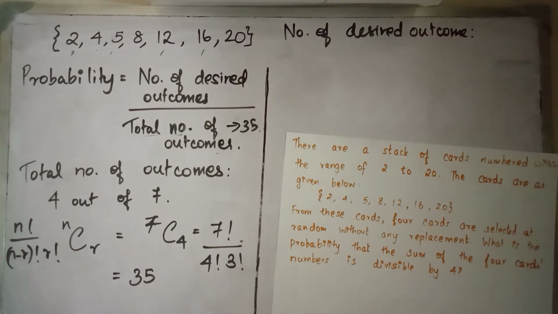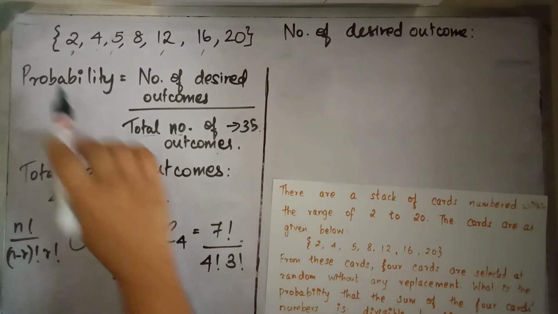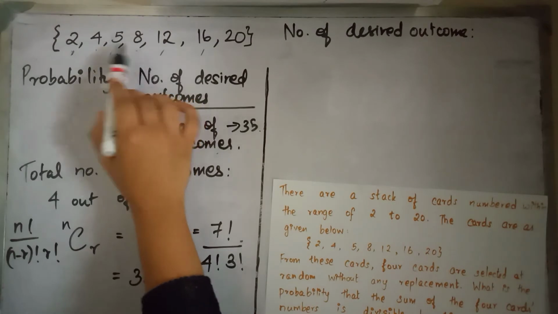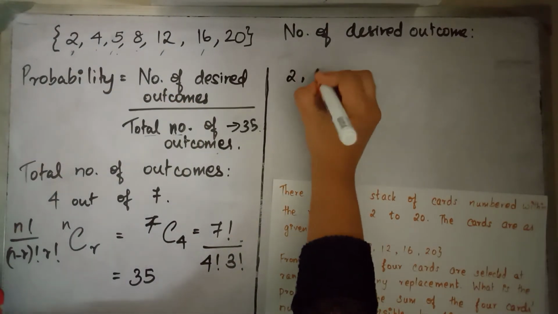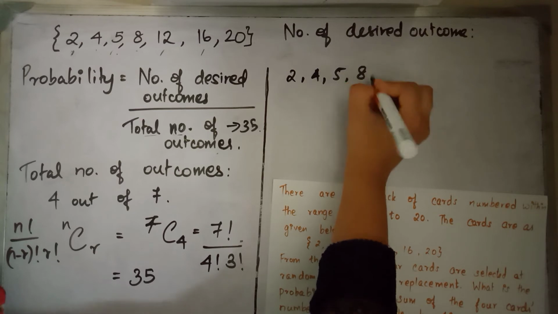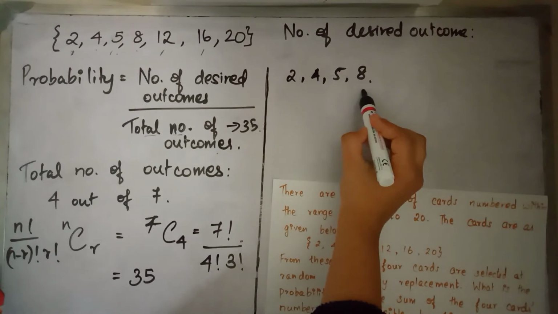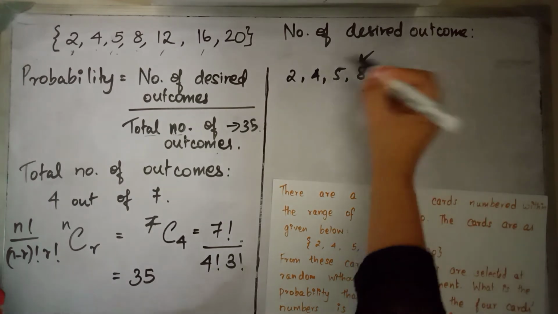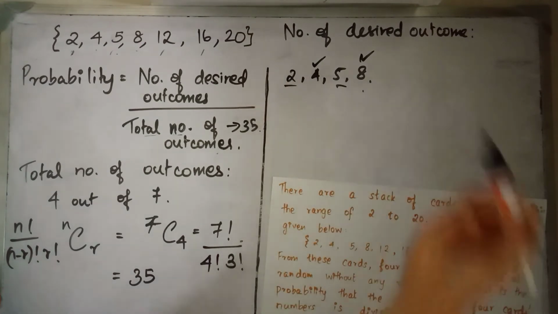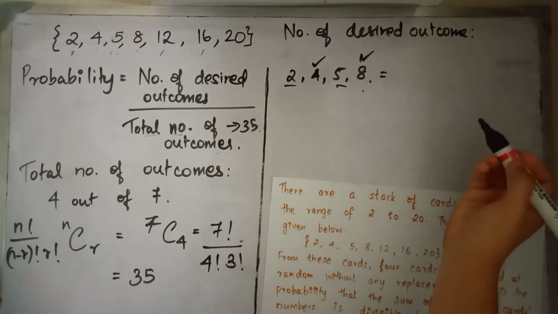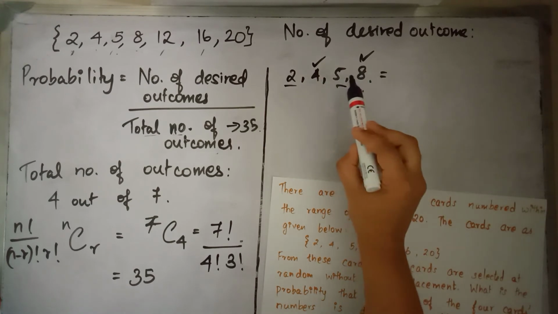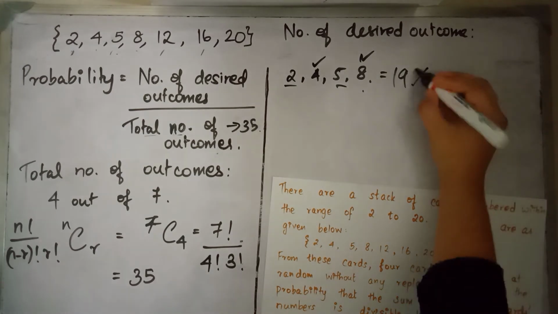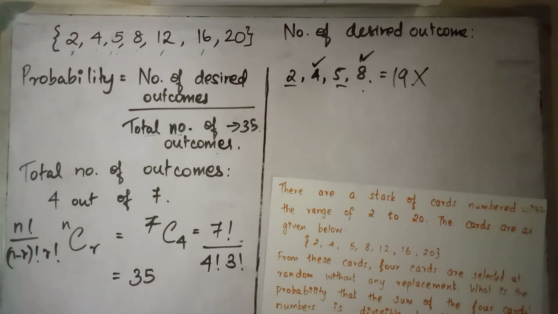Just to demonstrate, I will be taking 4 numbers. Let's take the first 4 numbers: 2, 4, 5 and 8. First, I want you to observe which of these 4 cards are multiples of 4, or divisible by 4. This is and this is. These two are not divisible by 4. So let's look at the sum: 12 plus 5 is 17, plus 2 is 19. Is this divisible by 4? It's not. So this is not a favorable outcome.